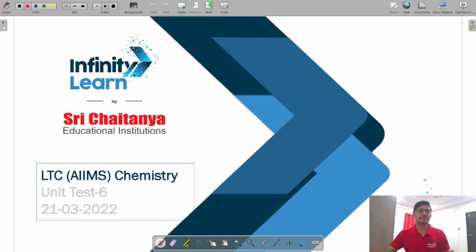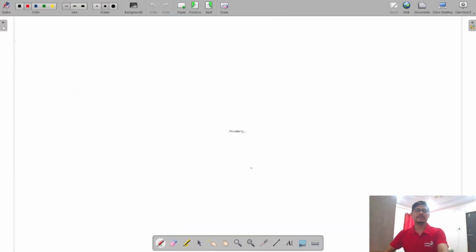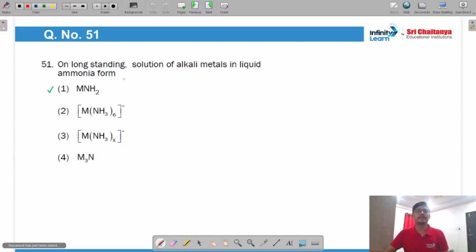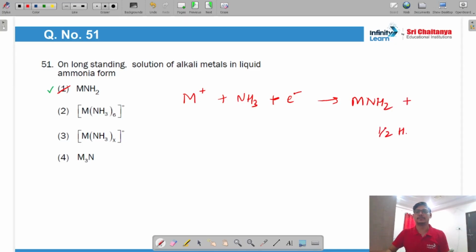Let's start with a solution of LTC AIIMS Chemistry Unit Test number 6. Here's the first question on long-standing solution of alkali metals in liquid ammonia form metal amide, because in the solutions of liquid ammonia there is metal cation, there is a solvent ammonia and there is one electron. Alright, so this decomposes to give MNH2 plus half of hydrogen gas, right?